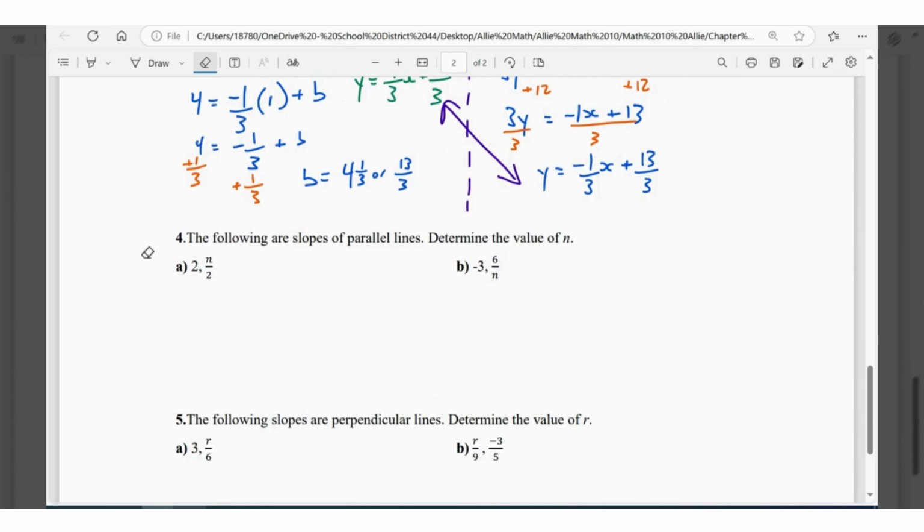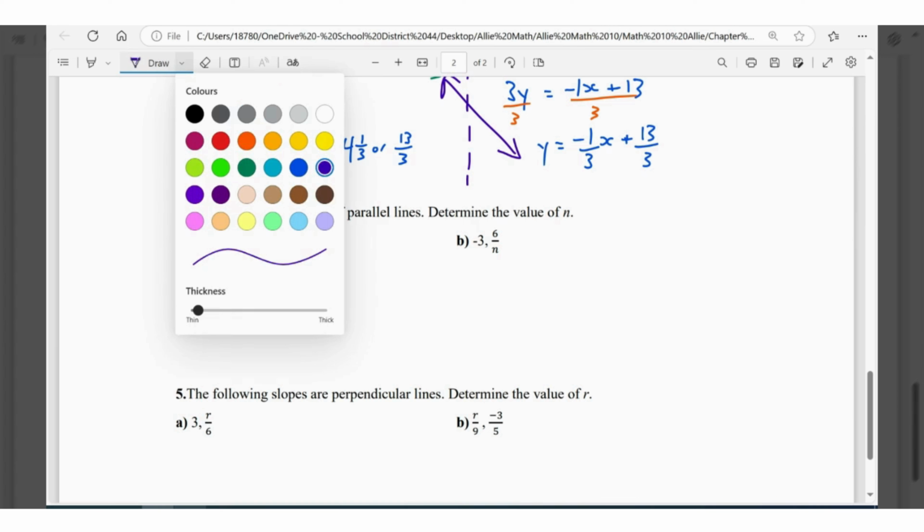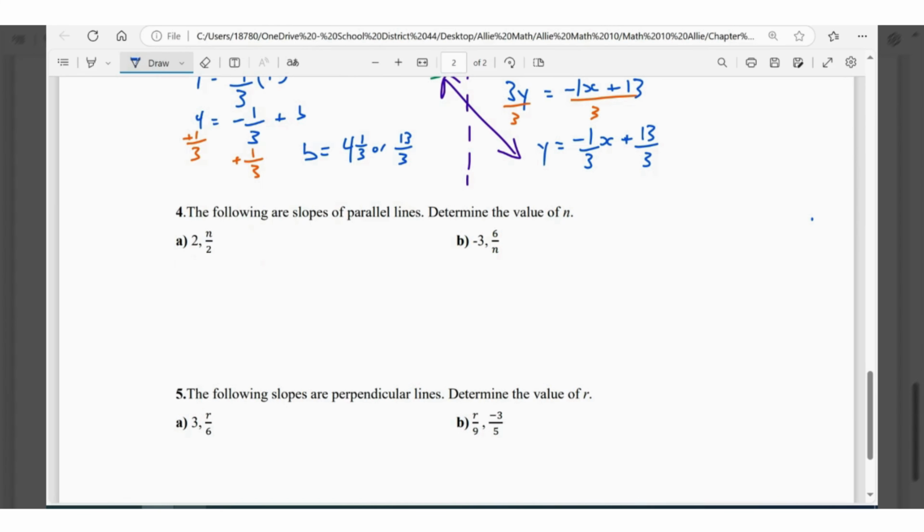And then let's do a couple of these last ones. I just want to do them quickly because I do have some of the textbook questions. And I do these in a particular way. There's a couple ways to do it as well, but we're kind of setting up equivalent ratios. The following are slopes of parallel lines; determine the value of n. So we want these to be equal. So if we have a slope that's rise over 1, 2/1, it equals n/2.